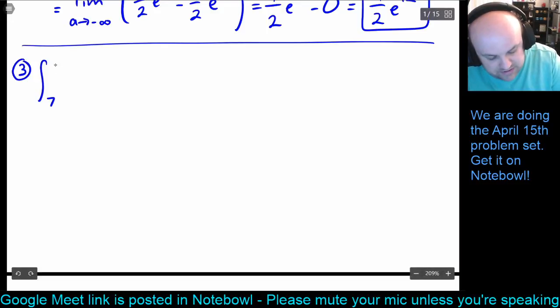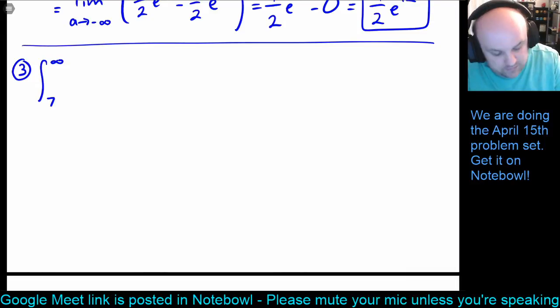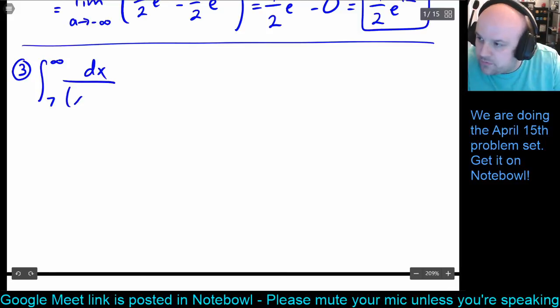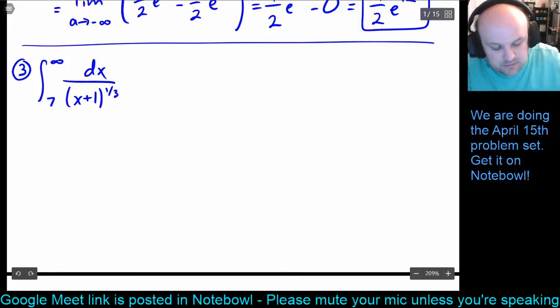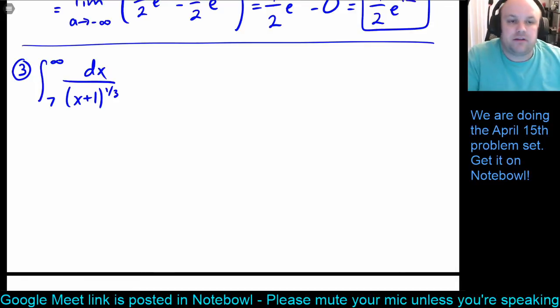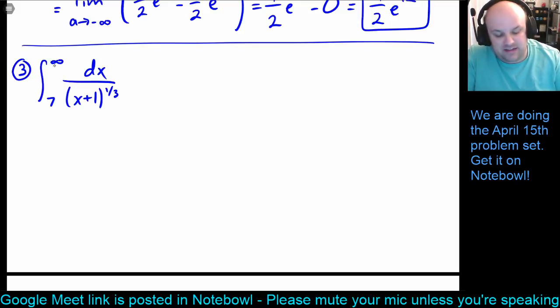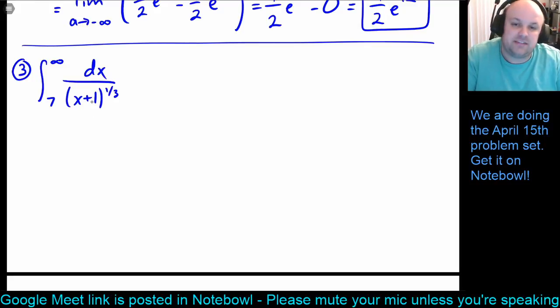This is the integral from 7 to infinity of dx over (x plus 1)^(1/3). Right. So again, we want to keep an eye out for places where the integral has infinite bounds and where the integrand, the function we're integrating, is possibly undefined or discontinuous. So here we have that infinity in the bound. Okay, so we're going to have to deal with that. And here, this would be undefined at x equals -1, but that's not inside this interval, so no need to worry. Right? We don't have to worry about it.